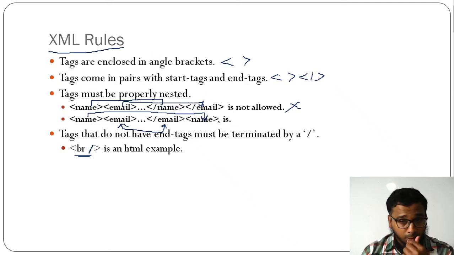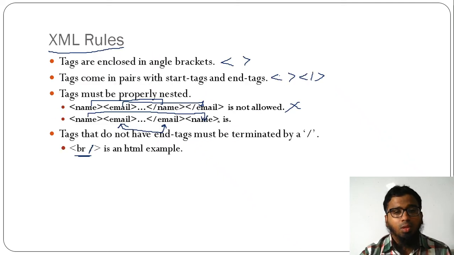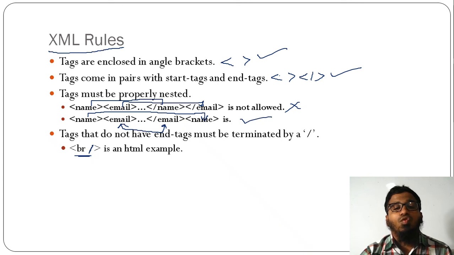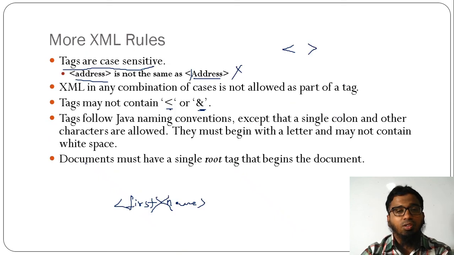Next, rules. There should be a bracket, and opening and closing tags should be there. Whenever we have nesting, you have to follow the nesting: the tag you open last should be closed first. Tags that do not have end tags must terminate with a slash. Like in HTML we don't have a BR closing tag, so here you need to use this.